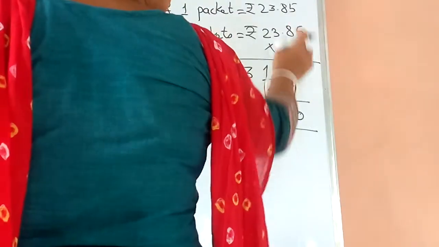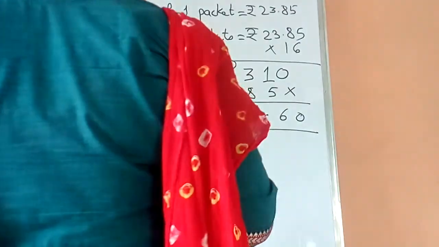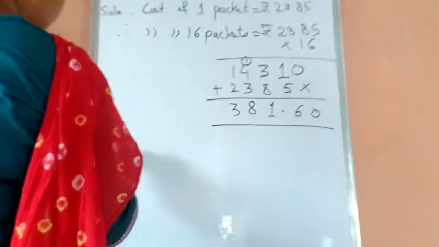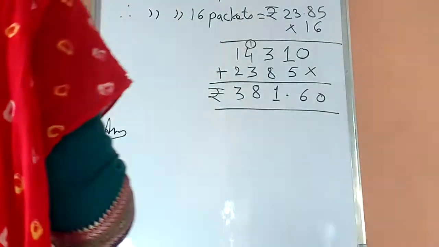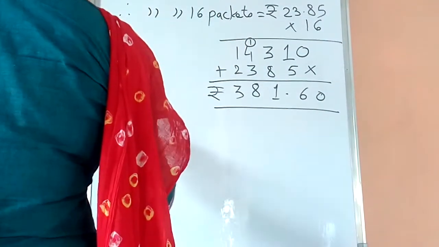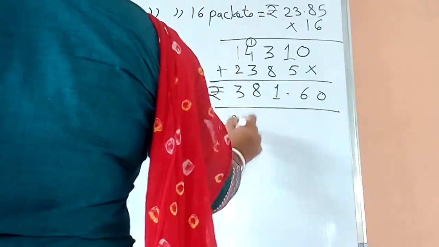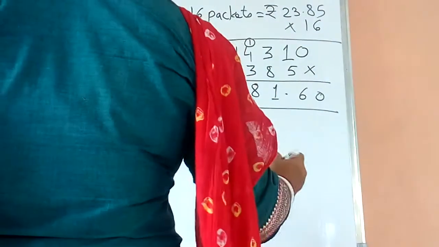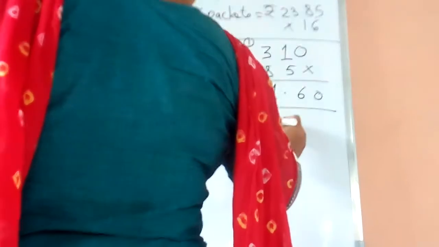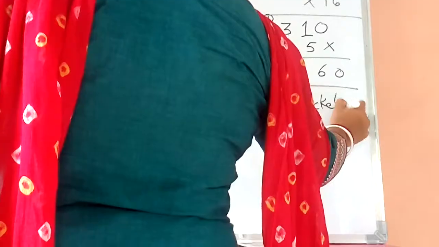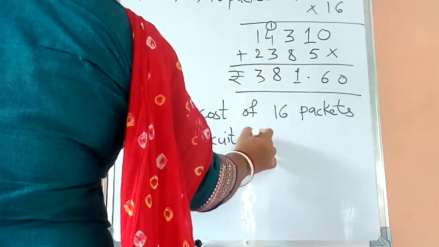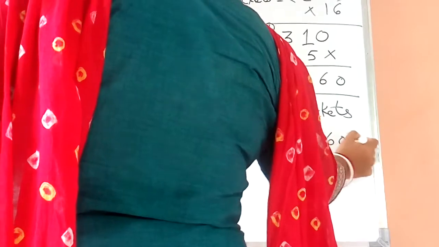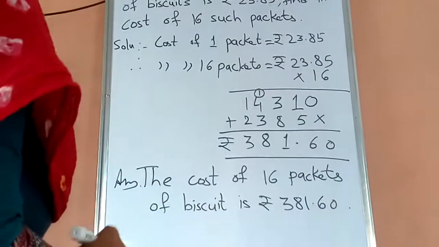Here after 2 digits there will be the decimal point. So the answer you will write, this will be in rupees. At the end the answer you will write that the cost of 16 packets of biscuits is rupees 381.60. Okay, so this is one question from multiplication.